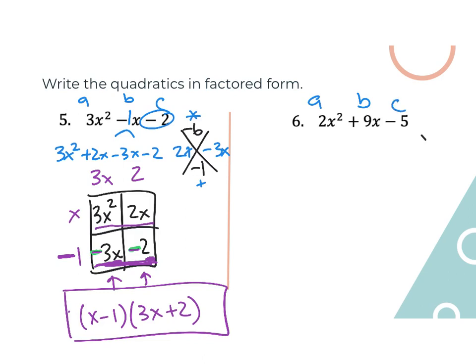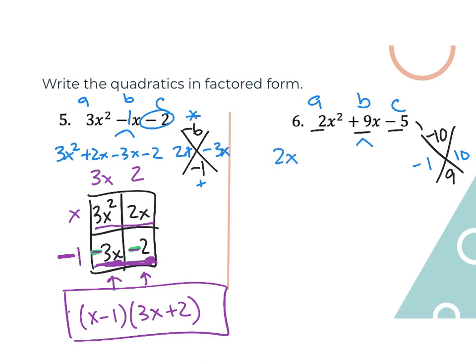So inside my factor x, 2 times negative 5 is negative 10. Middle term is positive 9. So the two numbers that multiply to negative 10 and add to positive 9 are going to be negative 1 and positive 10. Negative 1 times 10 is negative 10. Negative 1 plus 10 is positive 9. So split off that 9x.